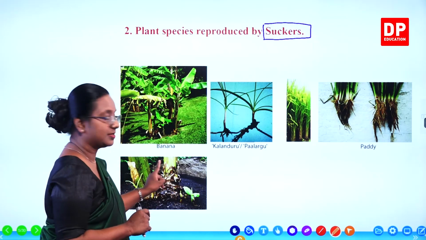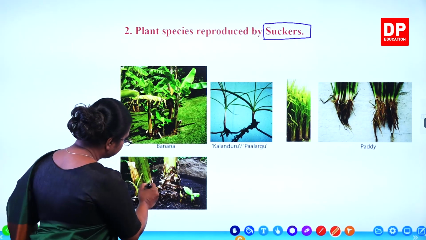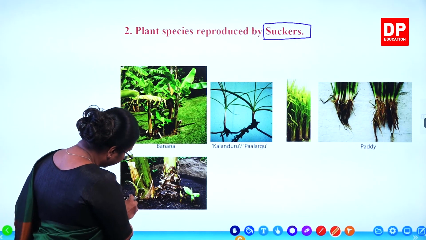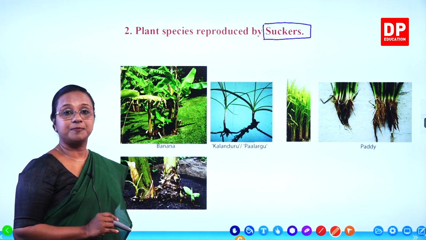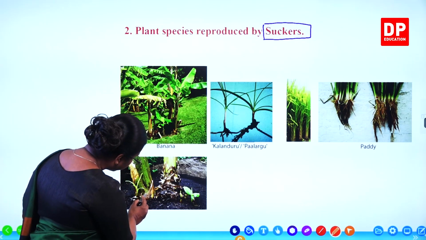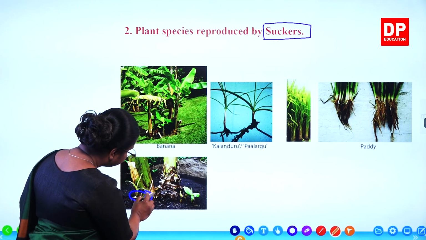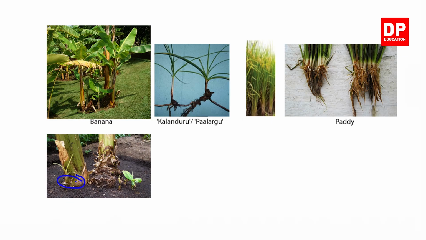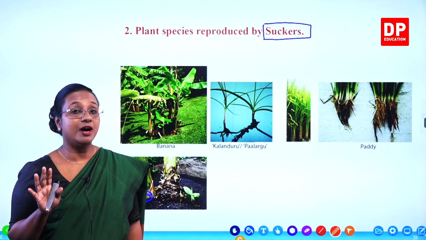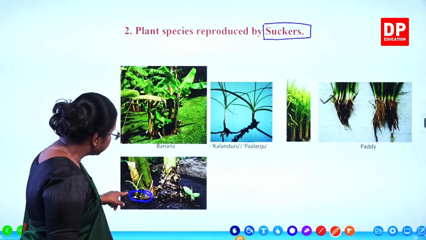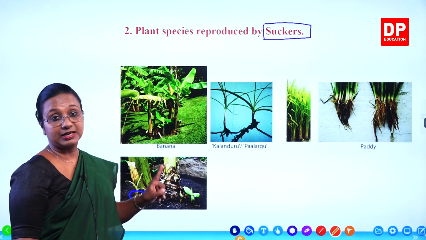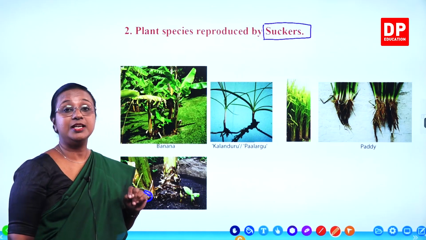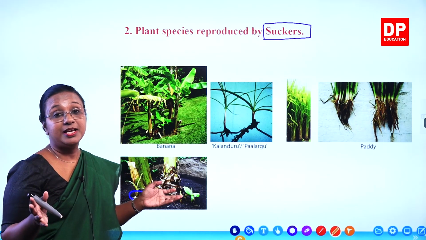Now look at this picture. Here you can see this is the stem of the mother plant. Now from here there is a new banana plant growing. Now can you see the connection between this and this? This is the stem from the stem. So that part is what we call as the sucker. Is it clear to you all now? So from the stem that is above the ground, there is a part that grows as the sucker and that grows into a new plant. So again propagation by stem.